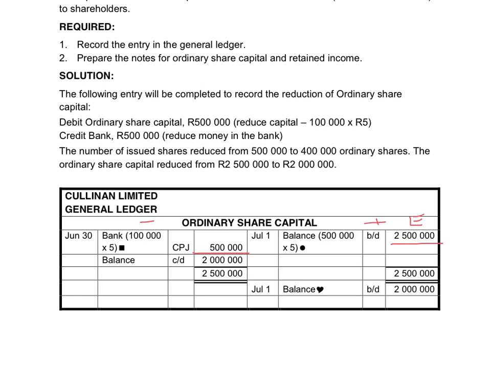When we work out the balancing figure now, the capital actually reduced from 2.5 million to 2 million rand. And the number of shares that was issued was 500,000. The repurchase was 100,000. So the number of shares in issue reduced from 500,000 to 400,000.